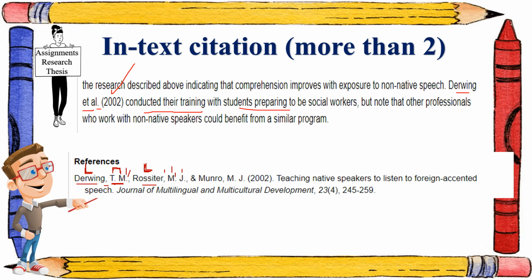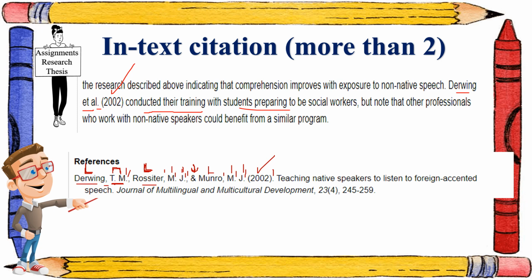Then put the full stop, then the initials of the second name, and then full stop, then comma, then the symbol of and. You have to write the symbol of and instead of the word and. So this is Munro, the last name of the last author, and then the comma, then the initial capital letter, full stop, capital letter, full stop, and then the year of publication in brackets. So this is the first thing that you have done. Then there is a full stop.